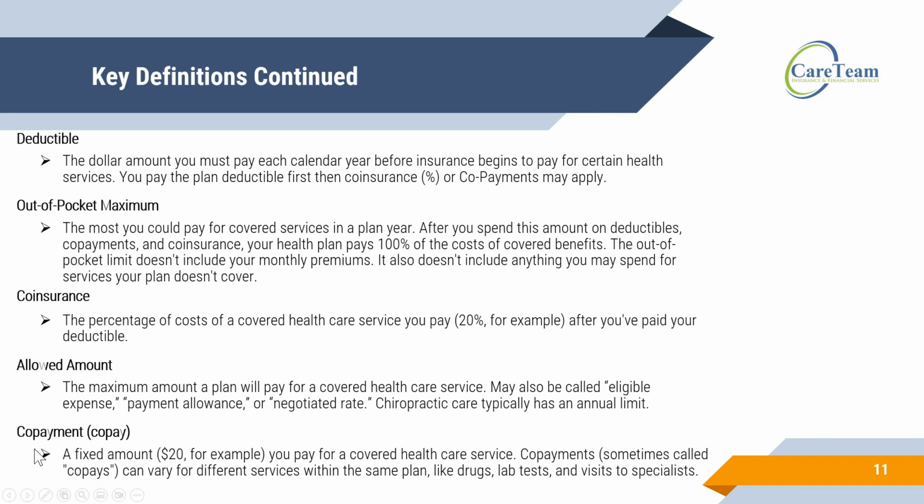And then co-payment is a fixed amount, say $20, for example, that you pay for a covered healthcare service. Co-payments, sometimes called co-pays, can vary for different services within the same plan, like drugs, lab tests, and visits to see a specialist.